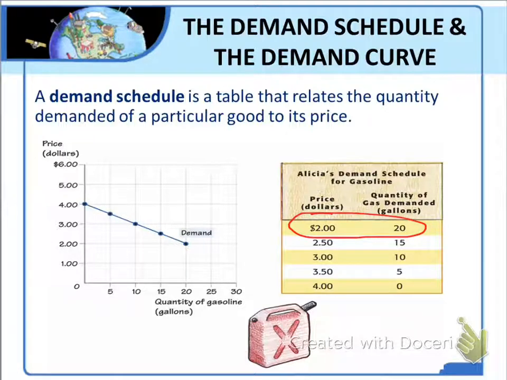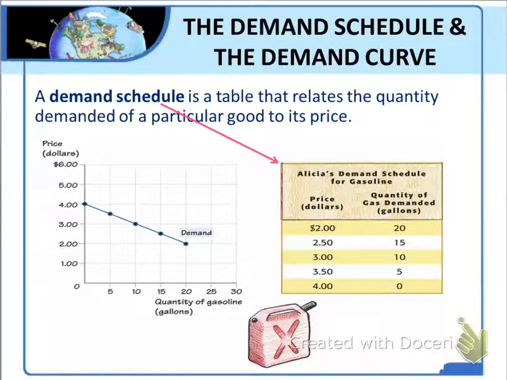Then we can ask Alicia how much gasoline she would buy if the price increased to $2.50 per gallon and nothing else changed. If her response is 15 gallons, we record in the demand schedule that at a price of $2.50, the quantity demanded is 15 gallons. We could continue to ask about the quantity she would purchase at different prices and record her answers. This table right here displays Alicia's demand schedule for gasoline.